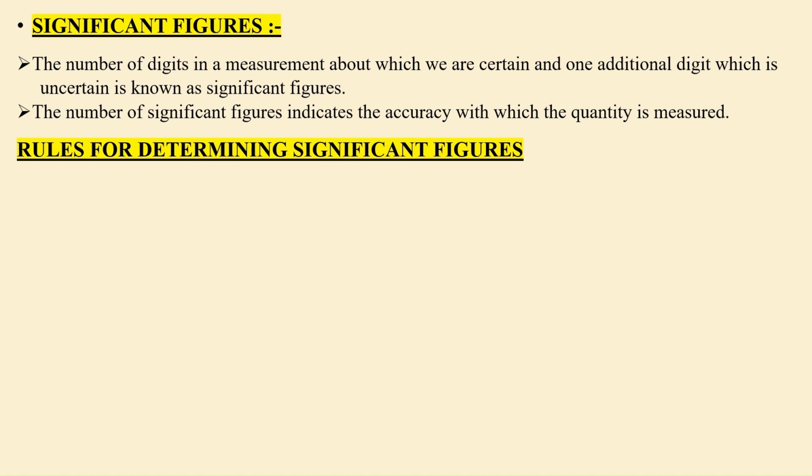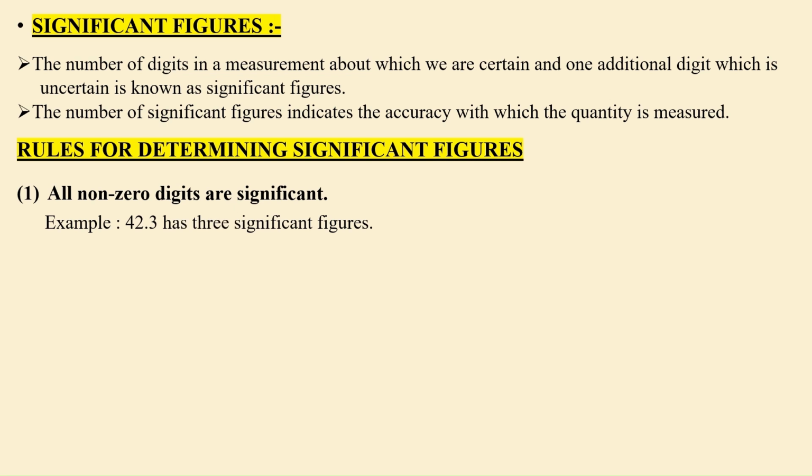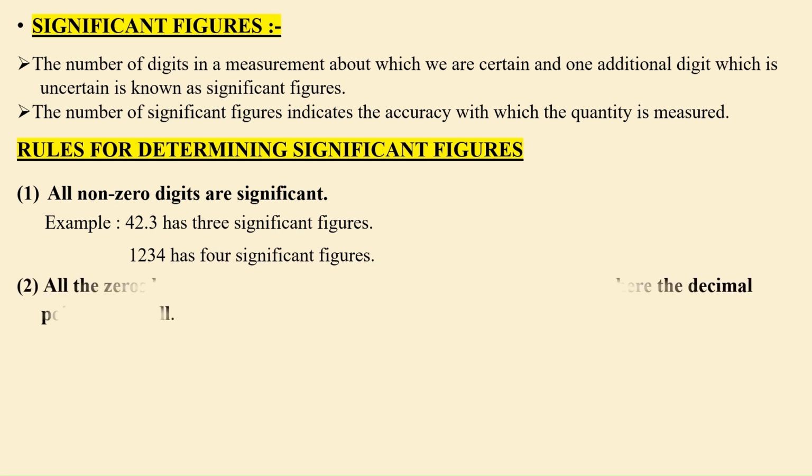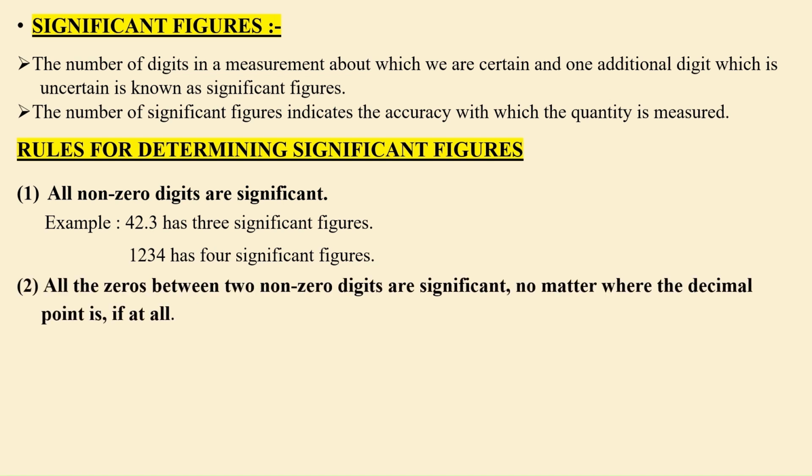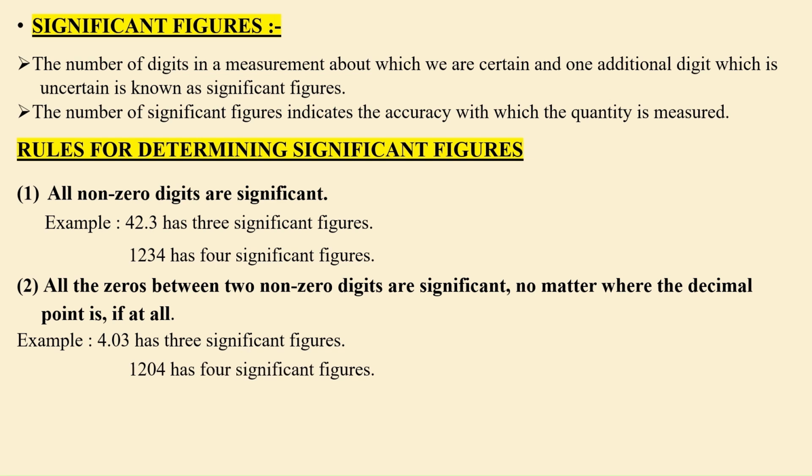1. All non-zero digits are significant. Example, 42.3 has 3 significant figures. 1234 has 4 significant figures. 2. All the zeros between two non-zero digits are significant, no matter where the decimal point is, if at all. Example, 4.03 has 3 significant figures. 1204 has 4 significant figures.